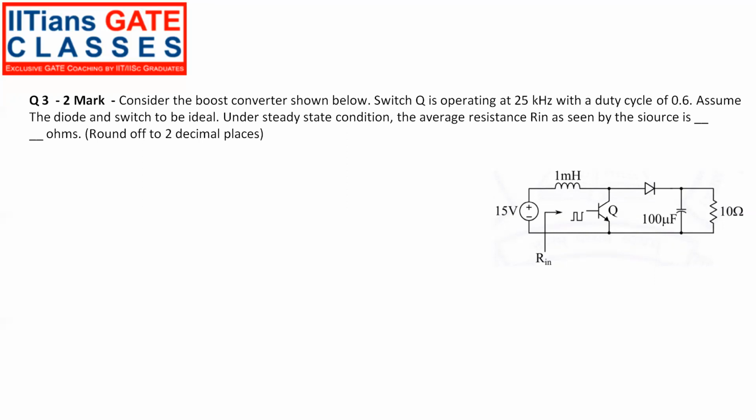So generally, to find the average value of input resistance, we need the input voltage that is already given, which is 15 volts. And we also need the average source current or the input current, that is the current flowing through the inductor.